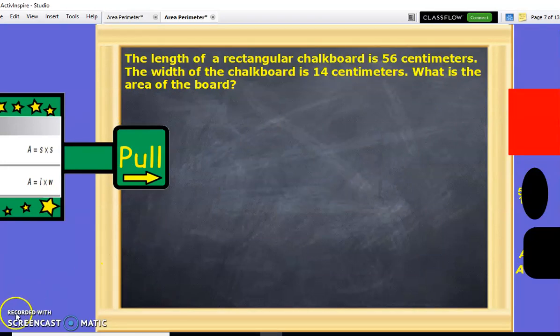Let's take a look at the first area word problem. The length of a rectangular chalkboard is 56 centimeters. The width of the chalkboard is 14 centimeters. What is the area of the board? So our problem is wanting us to find the area.